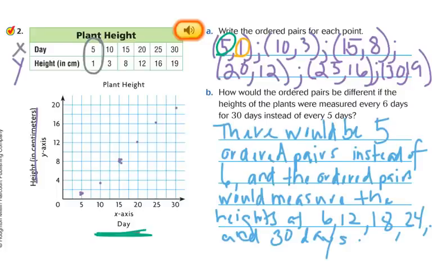You could also say that there would be 5 ordered pairs instead of 6, and the ordered pairs would measure the heights at 6, 12, 18, 24, and 30 days. So we will be doing the experiment in class. Just keep in mind that we will be graphing ordered pairs tomorrow during class throughout the lesson for 9.3.